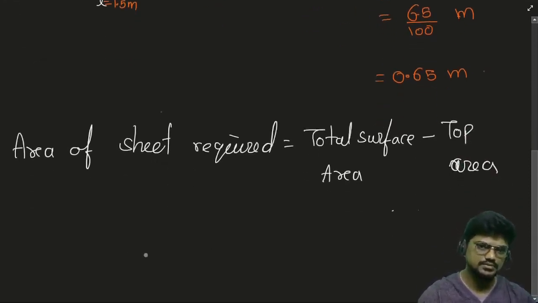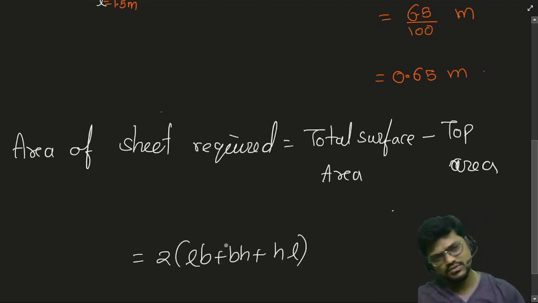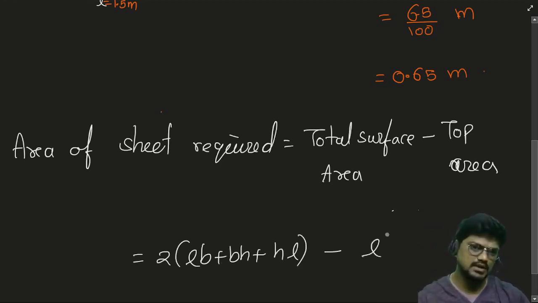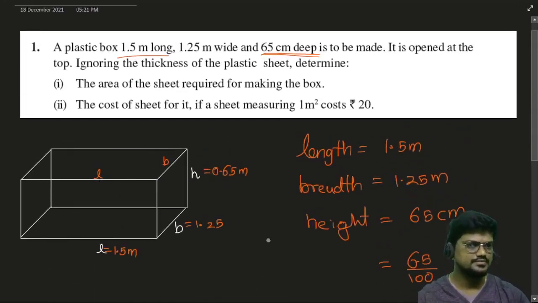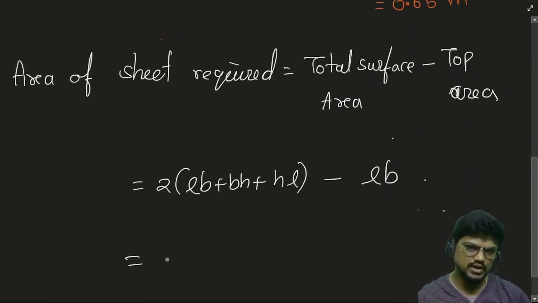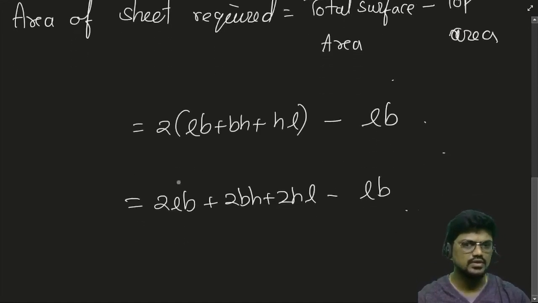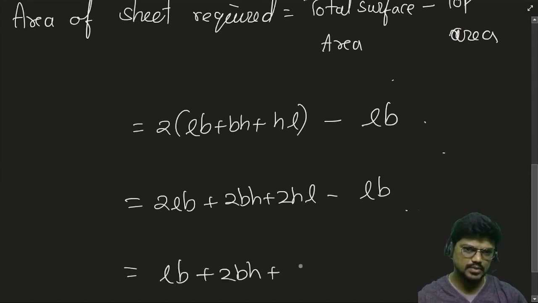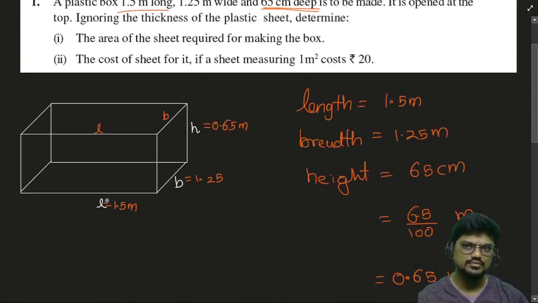Sir, we can also do that. Instead of taking 2LB, we can take only one time LB, that is also fine. Minus LB you can write. The top area will be LB, L into B. So you can write it as 2LB plus 2BH plus 2HL minus LB. So 2LB minus LB will be LB plus 2BH plus 2HL. Fine. So what is L?